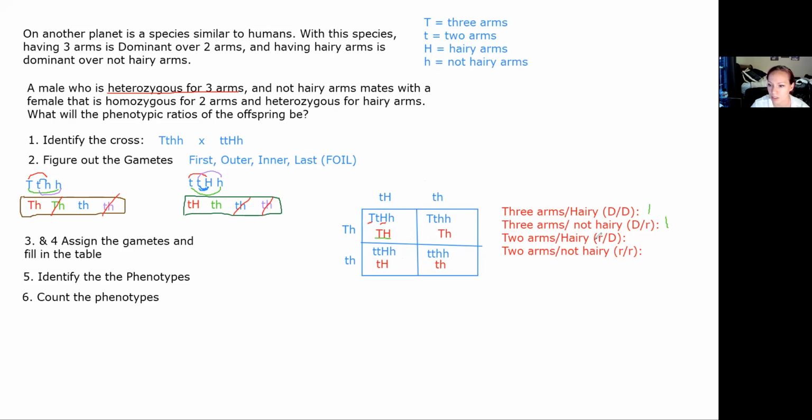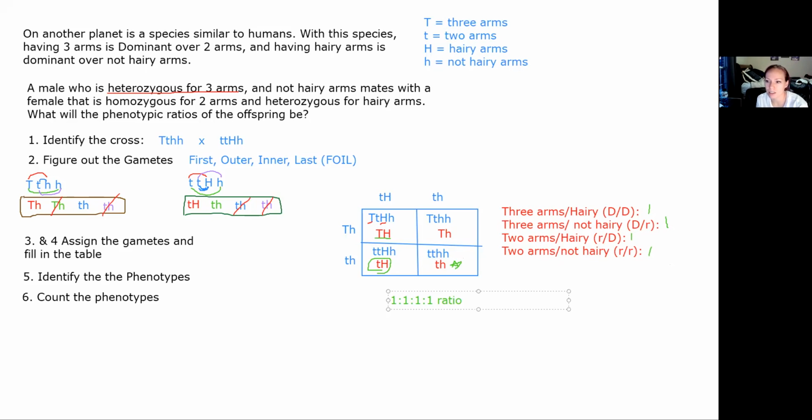Then 2 arms that are hairy, so a recessive with a dominant. We see that in this individual and no other individuals. So this will be a 1. And then a not hairy, 2-armed individual, the double recessive, we see that here. 1. So in this situation, we would have a 1 to 1 to 1 to 1 ratio. Okay, we would have 1 of every kind.